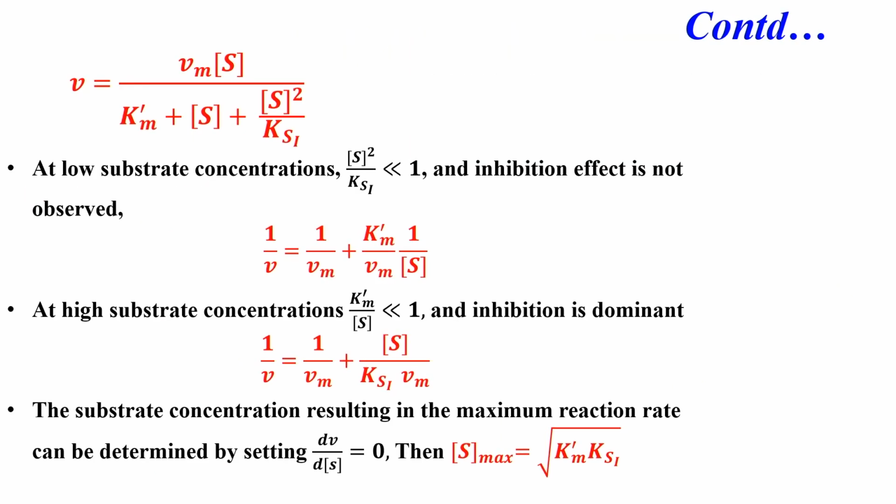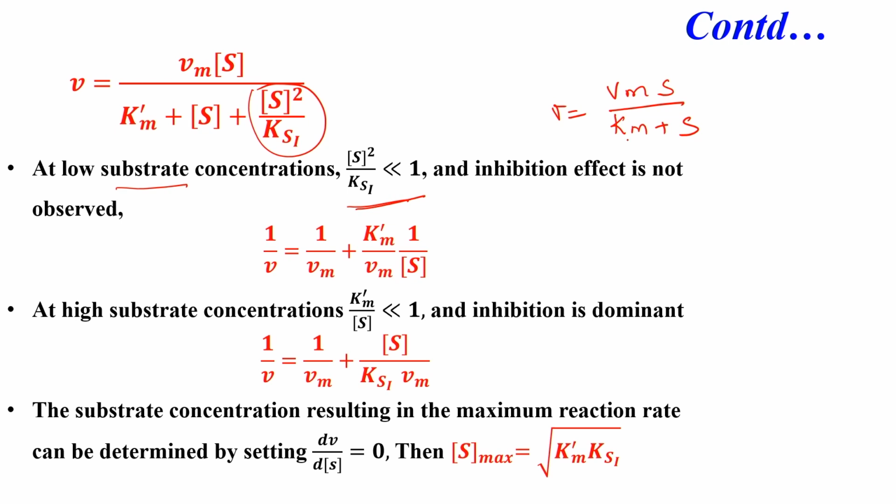Now, there could be two cases. One case, at low substrate concentration, S square upon Ksi is very low. So, what will happen if you ignore this term? This simply becomes V equals Vmax S upon Km plus S. So, it becomes very much similar to the Michaelis-Menten equation.